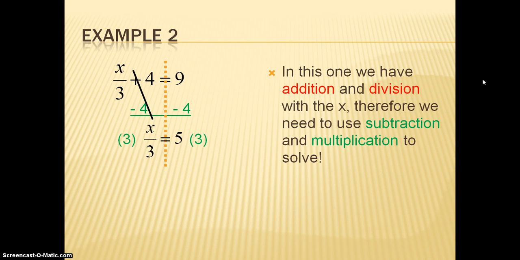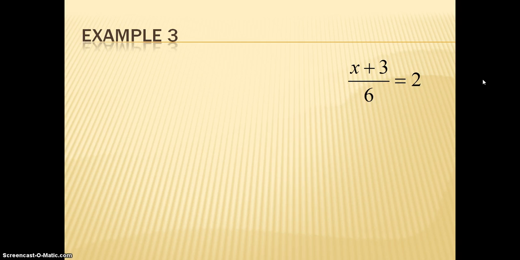And that 3 divided by 3 on the left-hand side is 1. We do not need to write the number 1, so we just have x. And then 5 times 3 is 15. I'm going to show you one more problem, which looks like this.